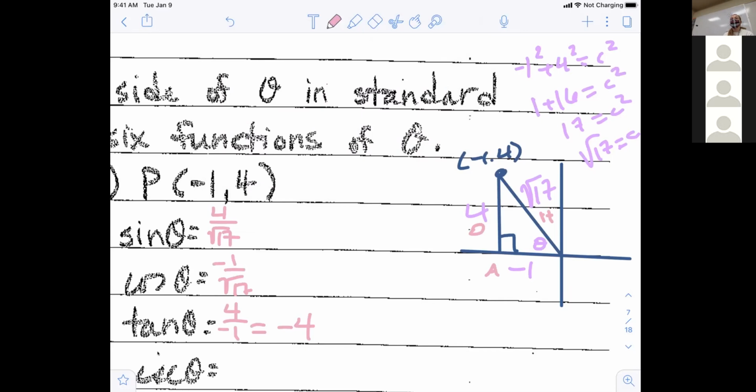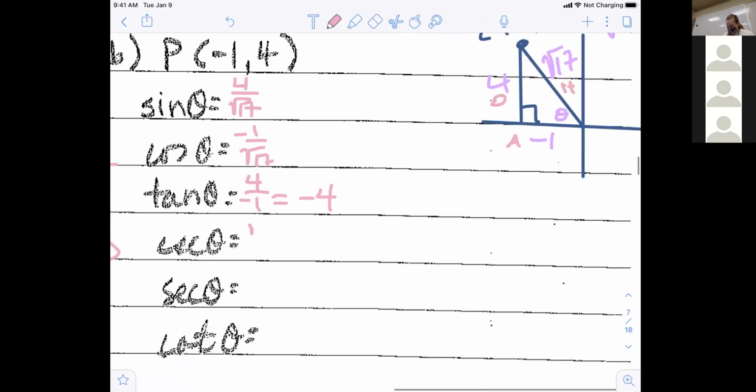And then once I get those three, I'm just going to go do the reciprocals for cosecant, for secant, and for cotangent. So root 17 over 4, root 17 over -1, which is negative root 17, and then -1 over 4.